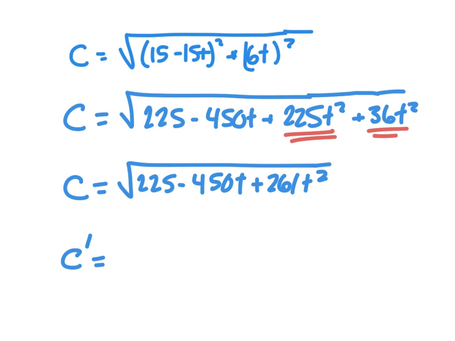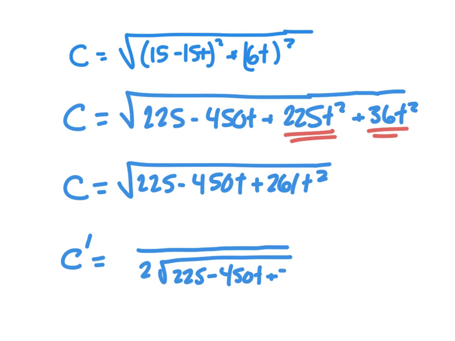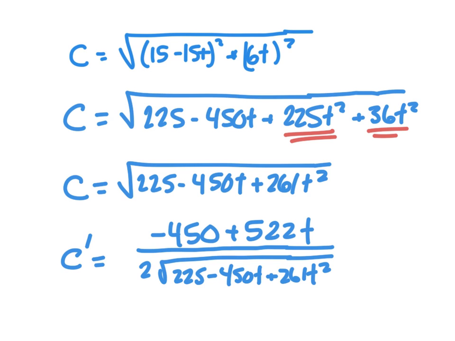The derivative is 1 over 2 square root of 225 minus 450t plus 261t squared, times the derivative of that by the chain rule. That would be negative 450 plus 522t. Okay, so we've got our derivative, and to check critical points, a fraction will only be 0 when the numerator equals 0, and it will only be undefined when the denominator equals 0. So we're going to check each of those out.